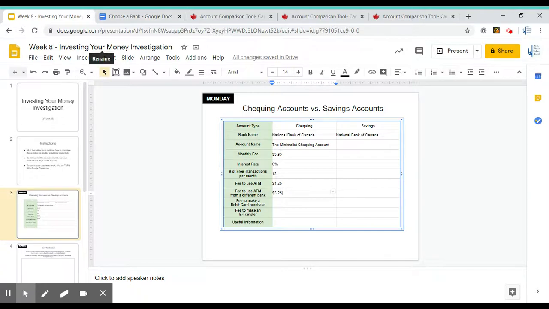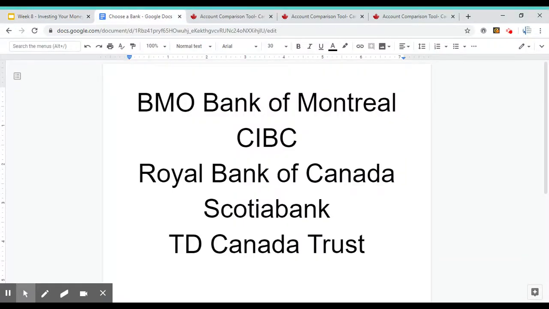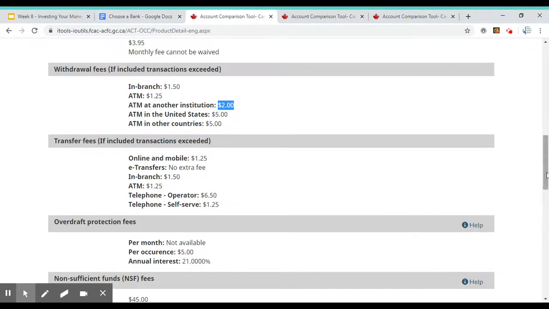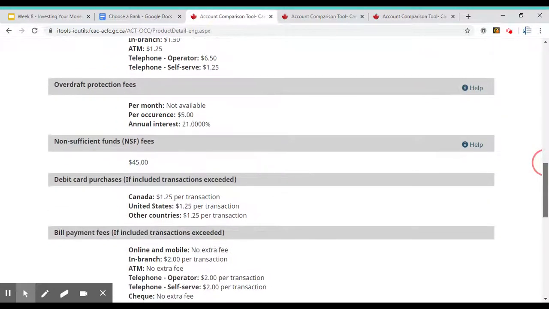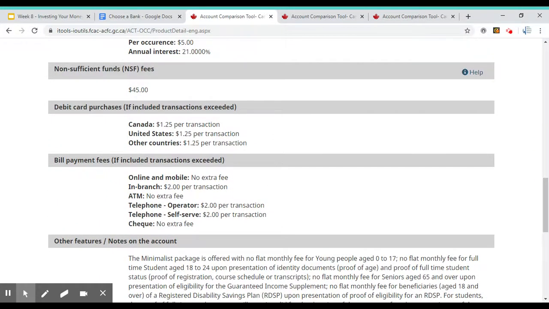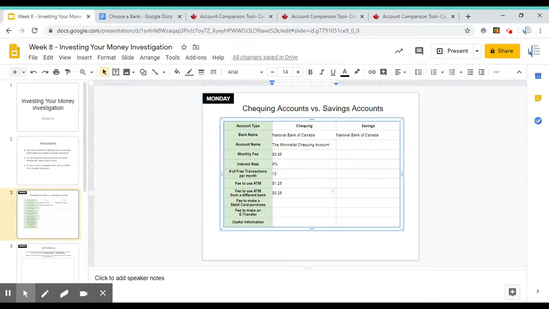All right, up next, fee to make a debit card purchase. So if I scroll down, it says debit card purchases if included transactions are exceeded. And in Canada, it's $1.25 every time you use your debit card if it's more than the number that were included with our monthly fee. So for me, that's probably more than 10. So this is $1.25.